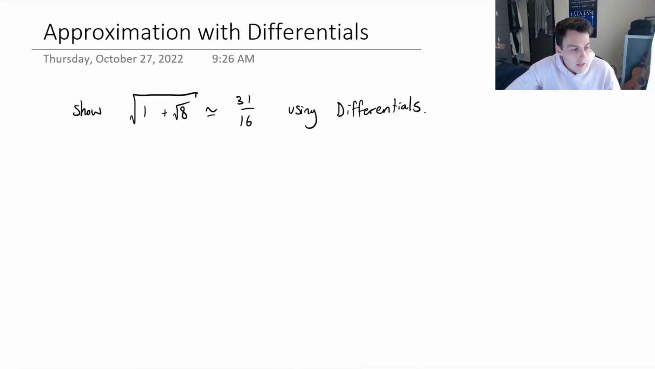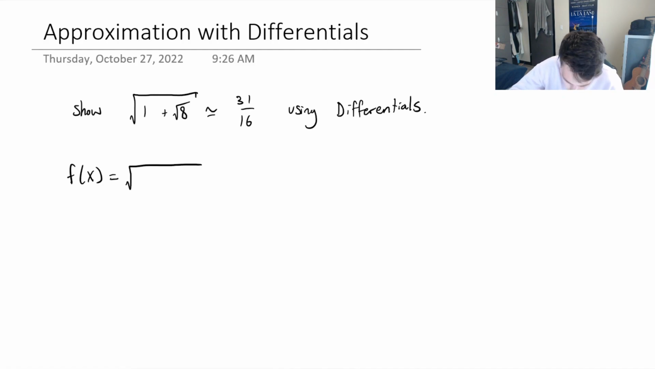Well, the first thing that we are going to do is come up with a function that we can use to help show this. So the function that we're going to use is f of x is equal to the square root of 1 plus the square root of x. Okay?